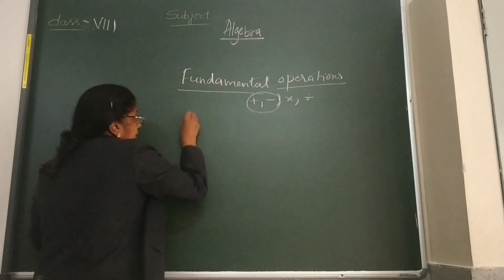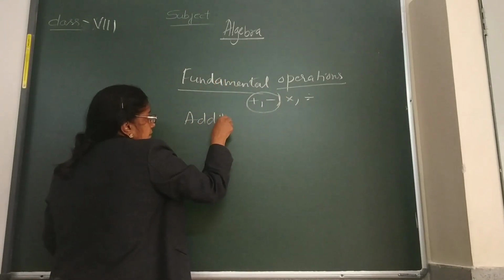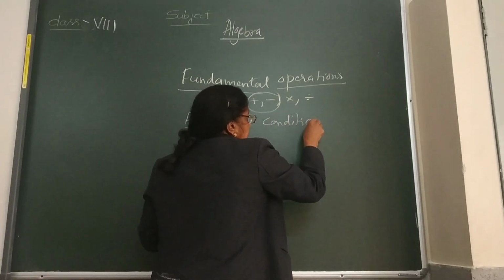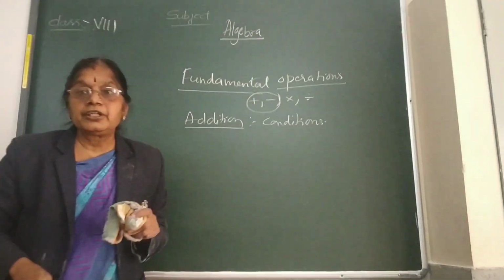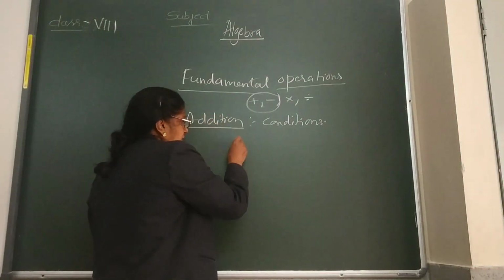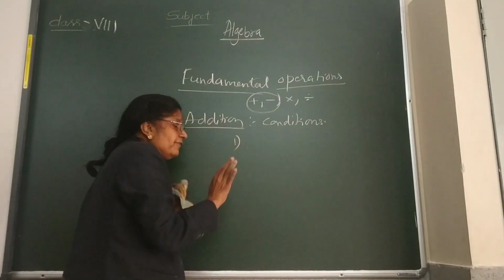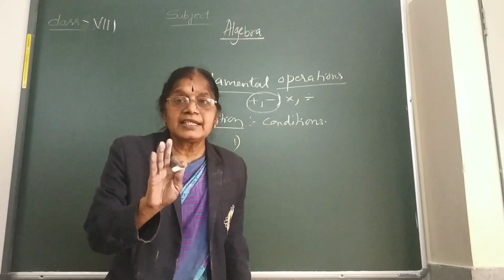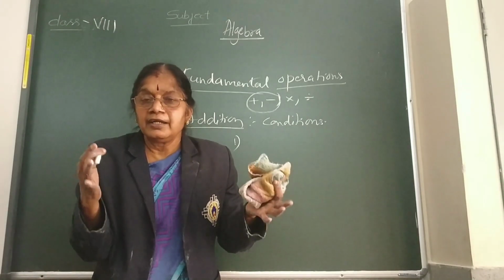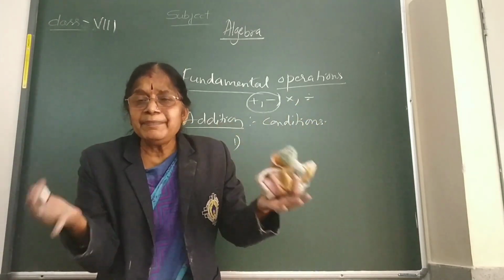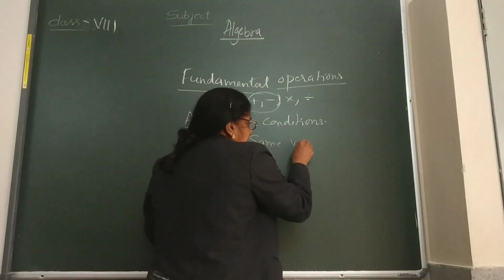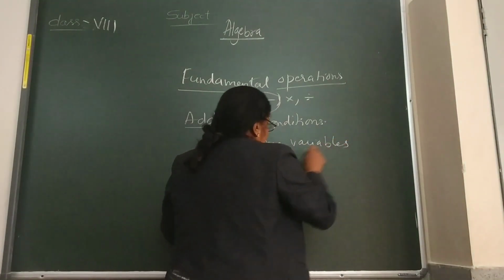First two we will take. First one is addition. A condition is there to perform addition of the terms. What does the condition say? Only one condition is there. The condition says that if the variables are same and as many terms are given, then all those terms can be added. So addition is only possible with what? Same variables.